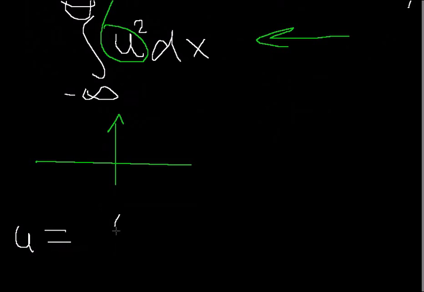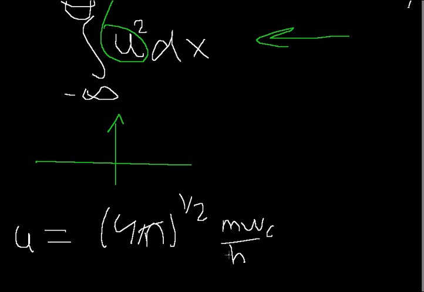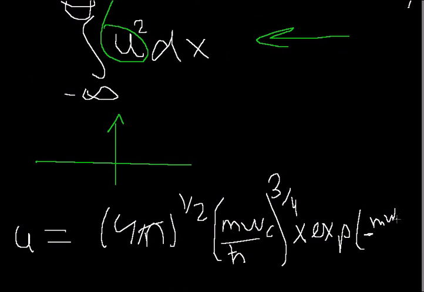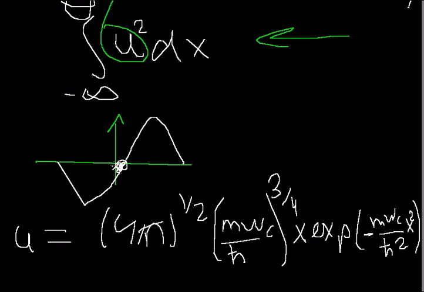I'll rewrite it from the lesson book on quantum mechanics. Mass omega c over Planck constant, to the power, exponents minus m omega c x squared over Planck constant. And the common condition of its behavior is something like this, and this is our zero.